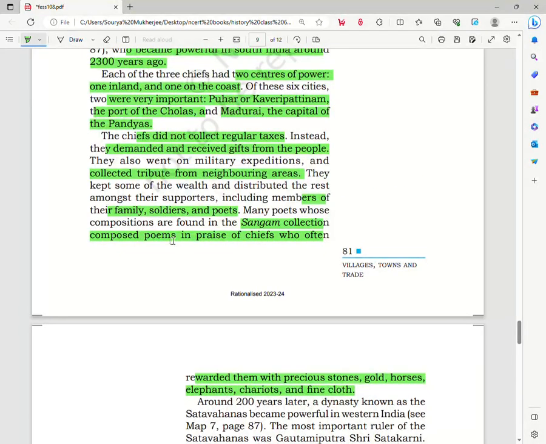So we see here that when a ruler of a kingdom invaded a neighboring kingdom, he got a lot of tribute in return. He used to keep some of the wealth for himself and distribute the rest among his supporters. These included the members of his family, soldiers, and poets. And in the case of poets, we see that in the Sangam literature, many of the poets have written poems and stories in praise of the rulers who gave them a lot of wealth and funding. They used to give the poets precious stones, gold, horses, elephants, lands, and so on. So the poets wrote a lot of stories and poems in praise of the king. Often they exaggerated the capabilities and the victories of a king quite a lot, so as to please the king more.